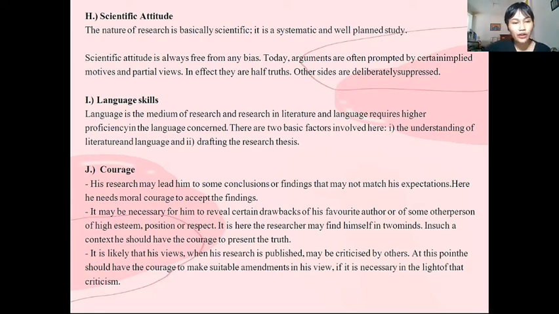Next, we have courage. Here we have 3 points. The first is his research may lead him to some conclusions or findings that may not match his expectation. Here he needs moral courage to accept the findings. And the second is it may be necessary for him to reveal certain drawbacks of his favorite author or of some other person of high esteem, position, or respect. It is here the researcher may find himself in two minds. In such a context, he should have the courage to present the truth.